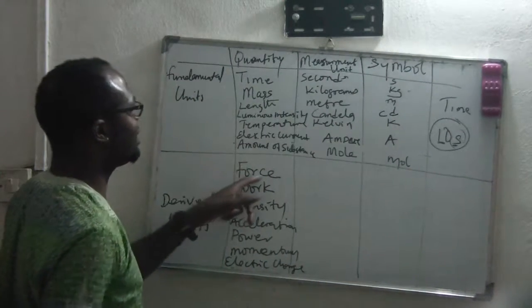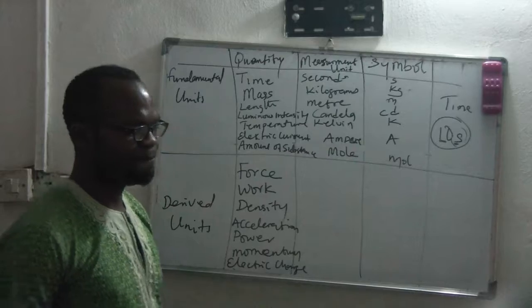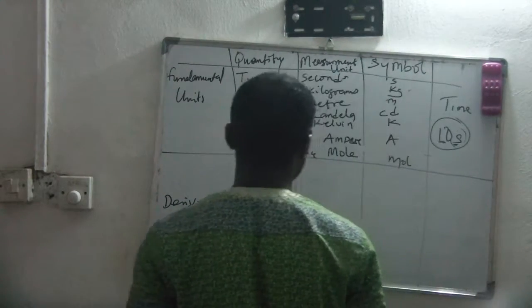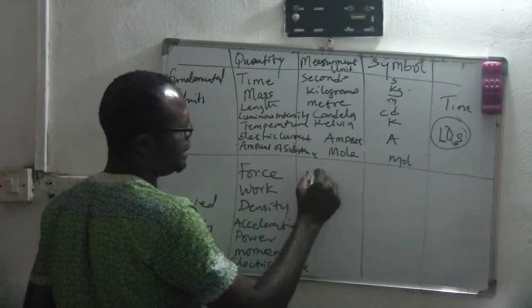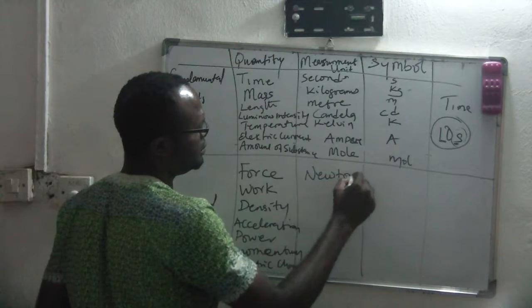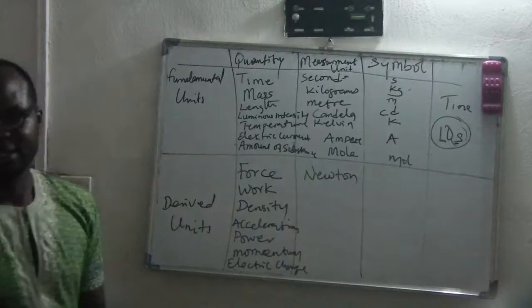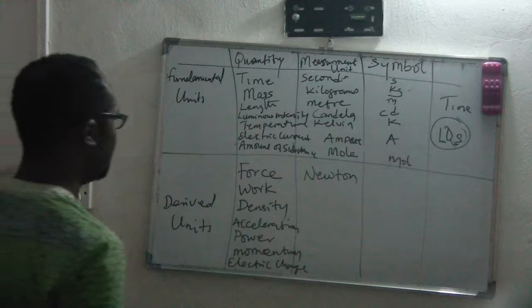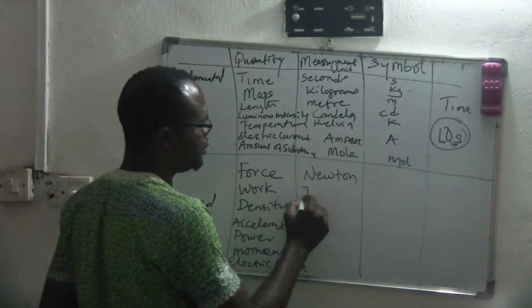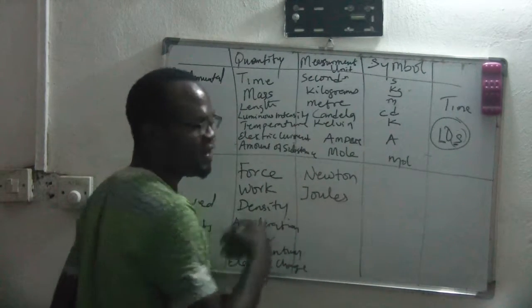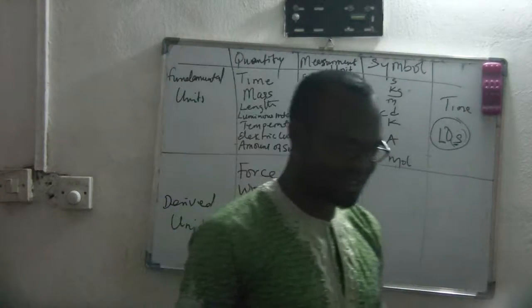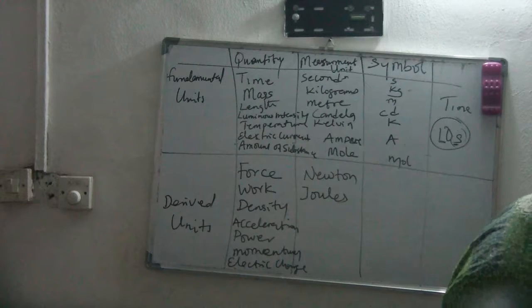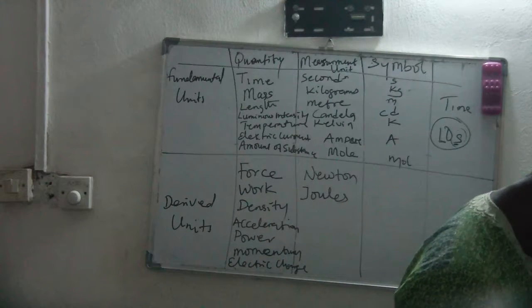Who can tell me the SI unit for force? What's the SI unit for force? The SI unit for force is Newton. Is that clear? The SI unit for force is Newton. What's the SI unit for work? Joules. Good. Very, very important. It comes out in JAM from time to time. Make sure you learn them.